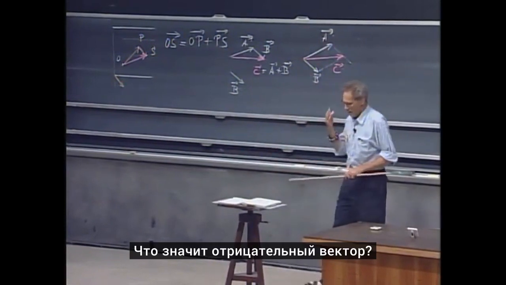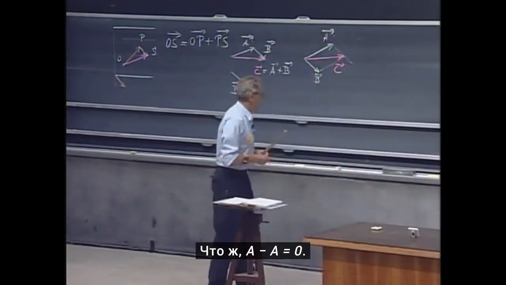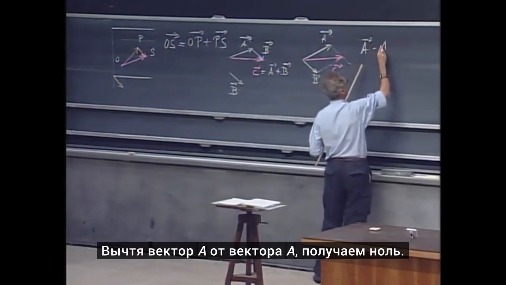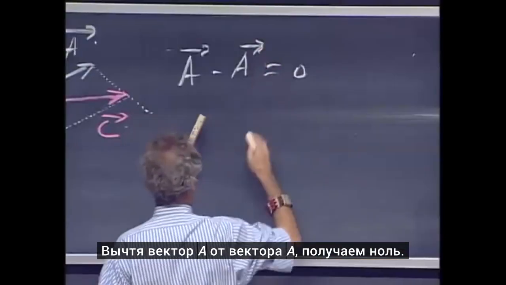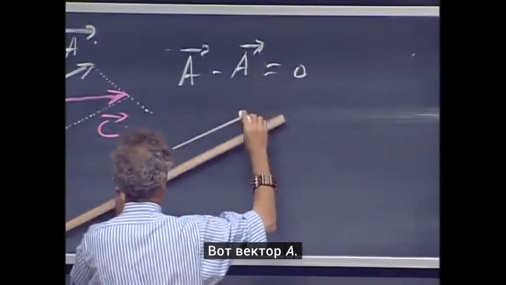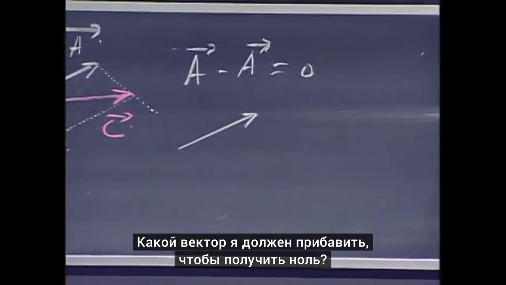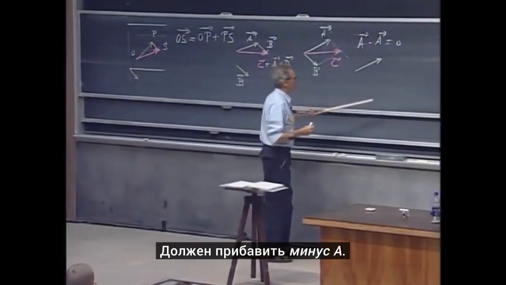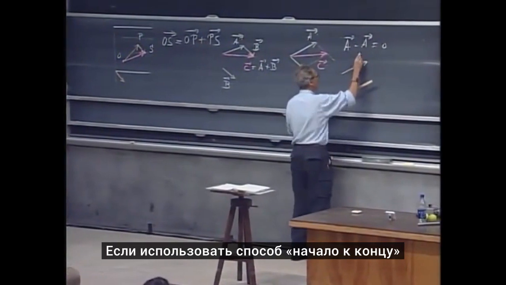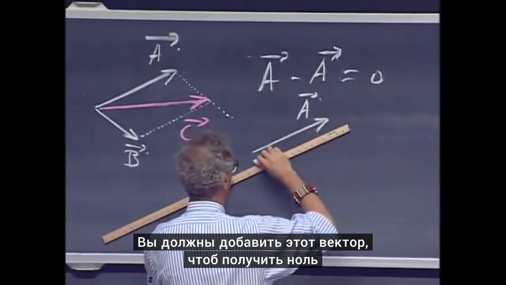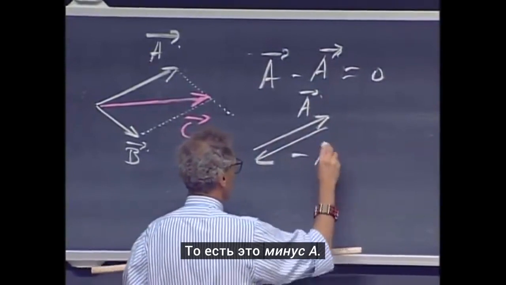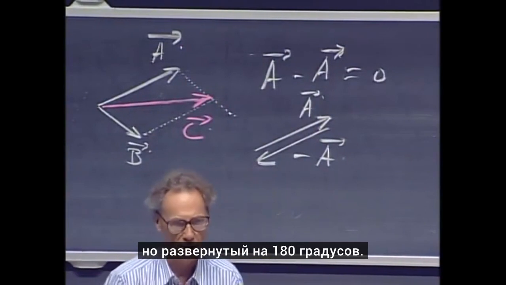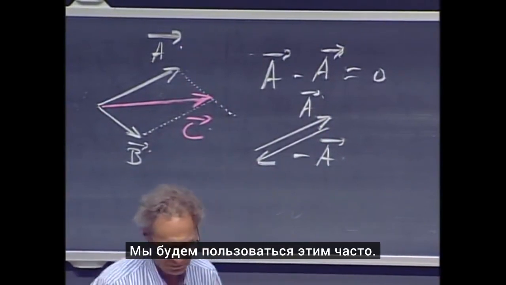What is the meaning of a negative vector? Well, A minus A equals 0. Vector A subtract vector A equals 0. So here is vector A. So which vector do I have to add to get 0? I have to add minus A. Well, if you use the head-tail technique, if this is A, you have to add this vector to have 0. So this is minus A, and so minus A is nothing but the same as A, but flipped over 180 degrees. We will use that very often.